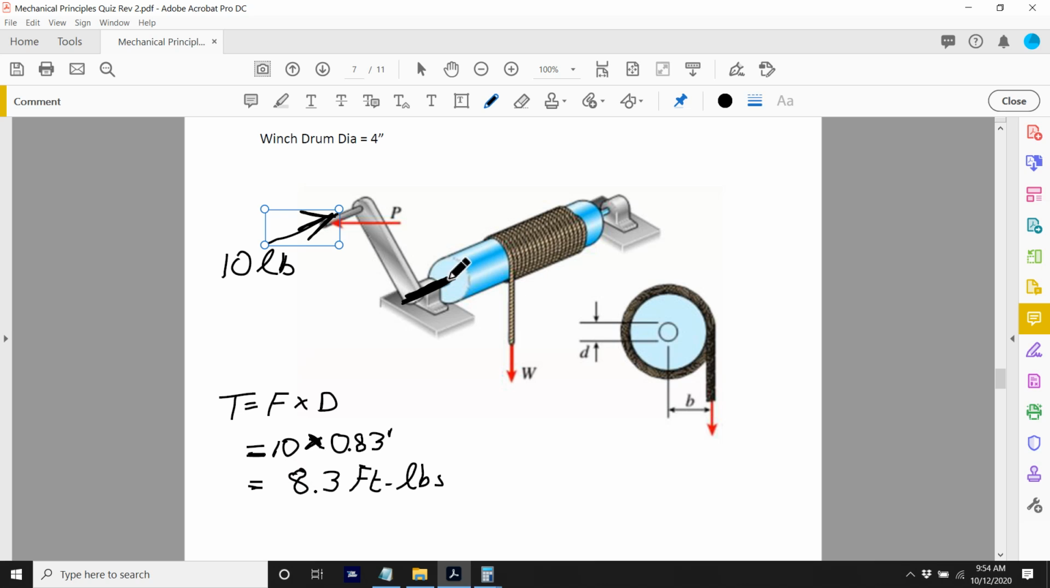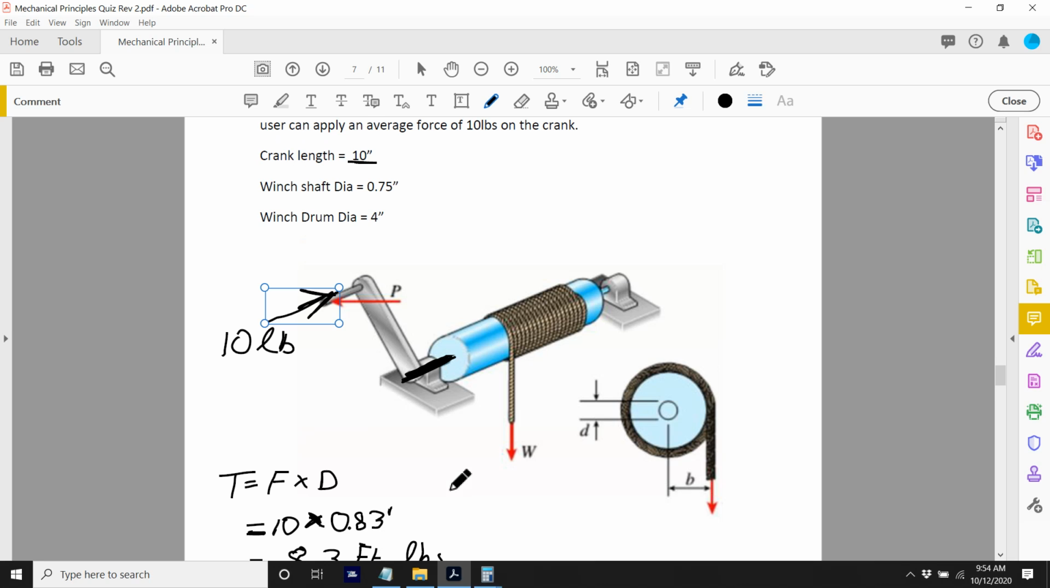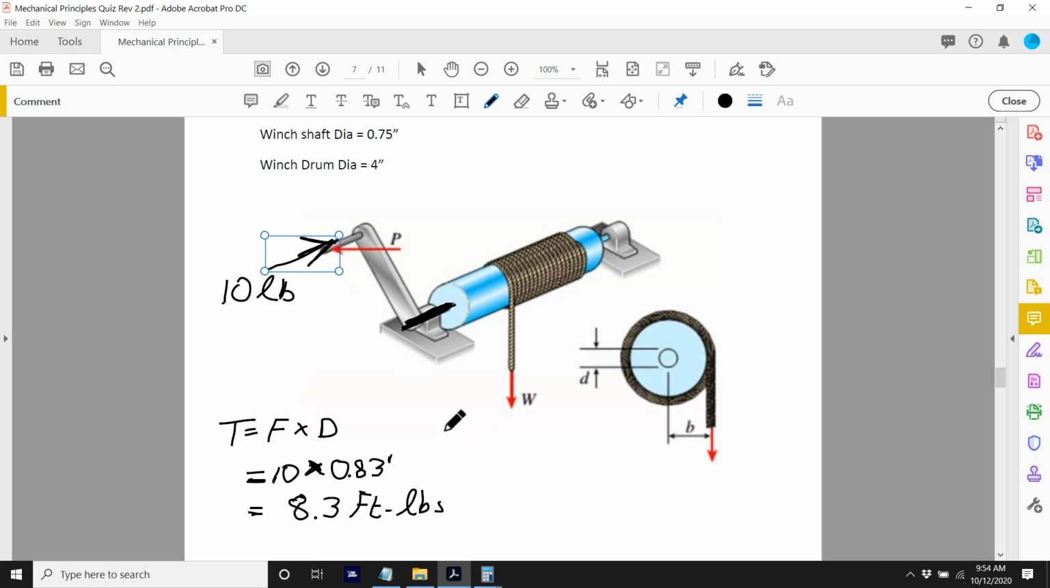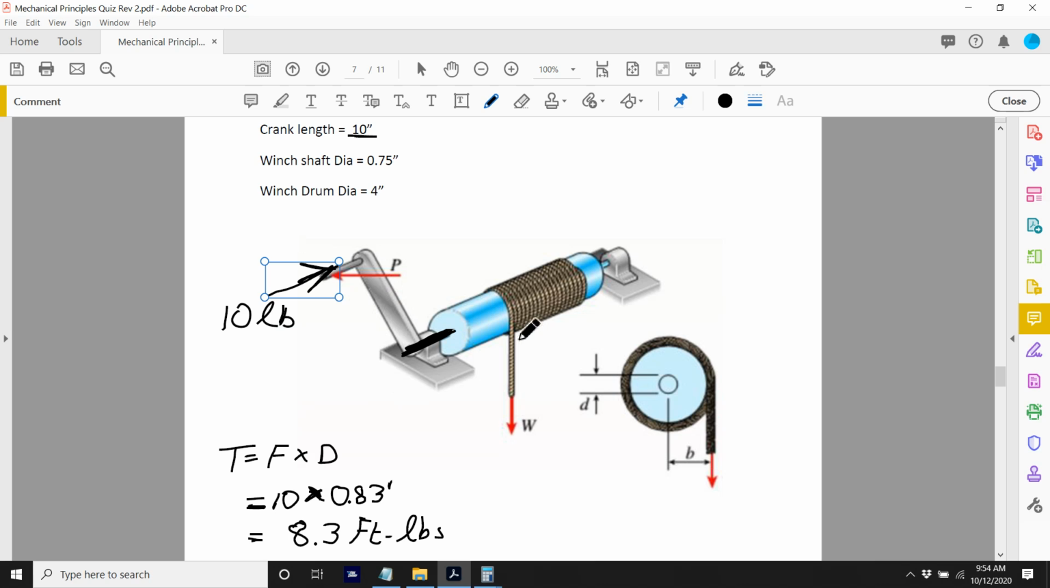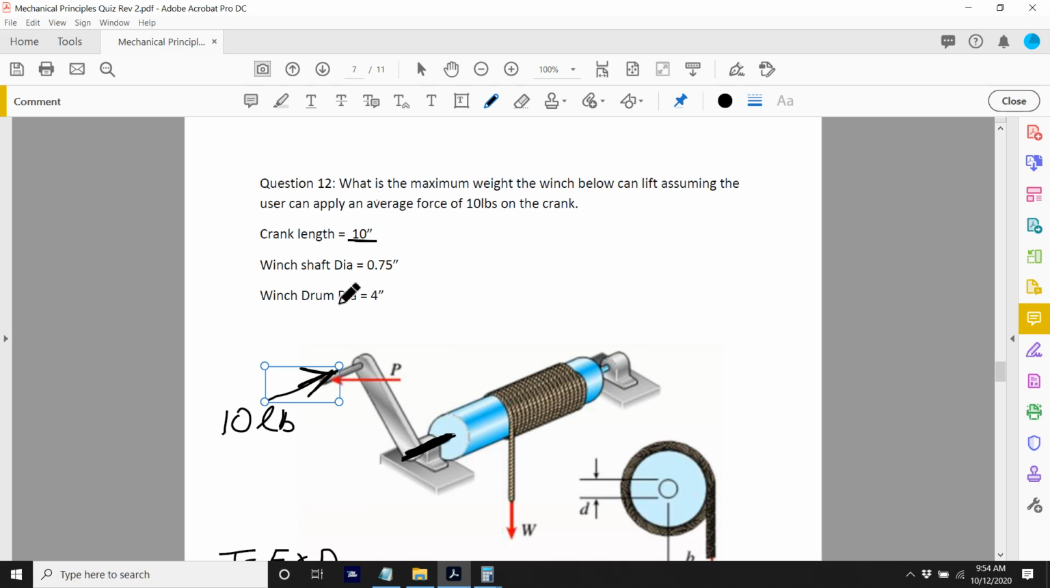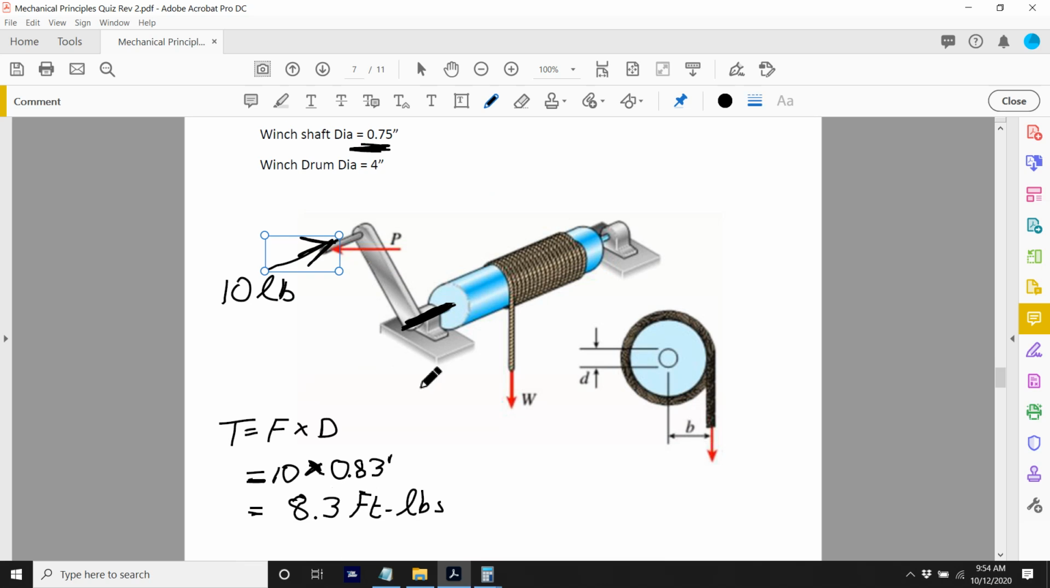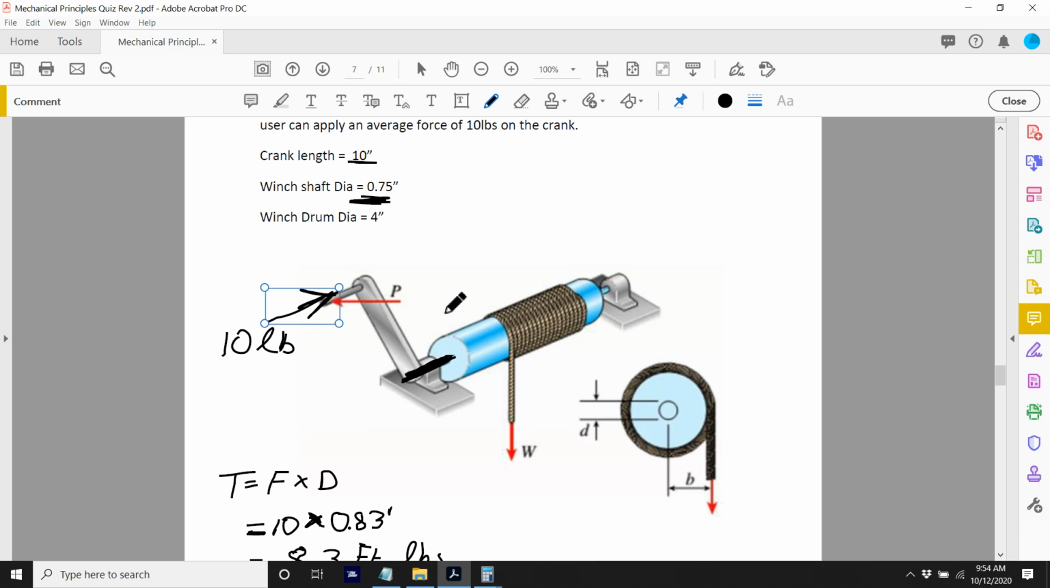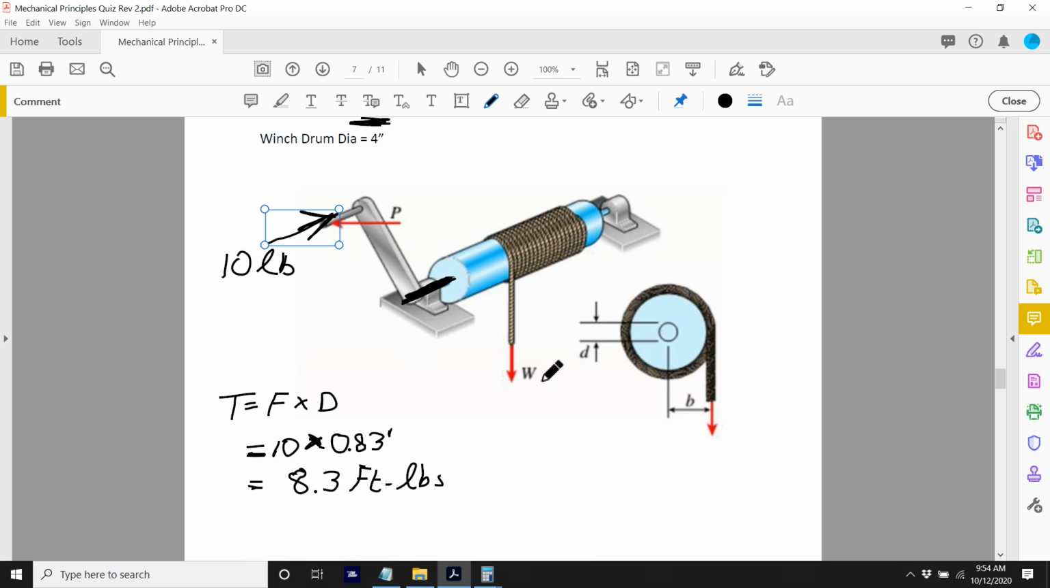If this rope was on that exact shaft, I'd have to think about that. How much force would that thing be able to lift? It depends on the diameter of the shaft, yeah. So hold on a second. That's the total torque that's on that shaft. I need to think about this.